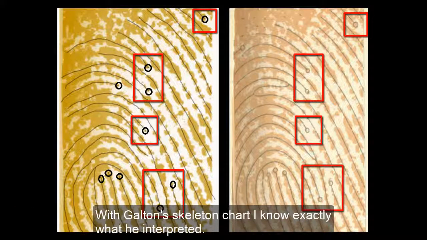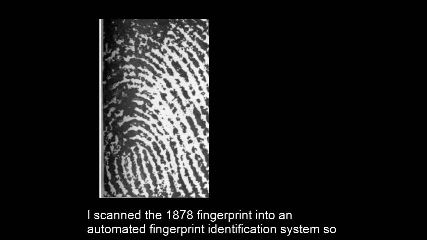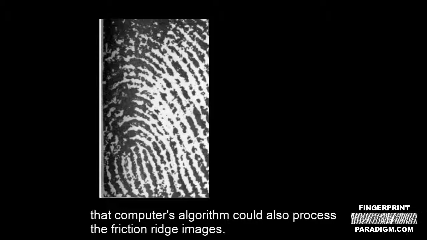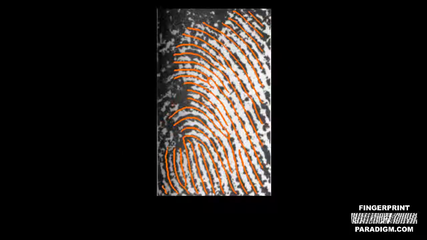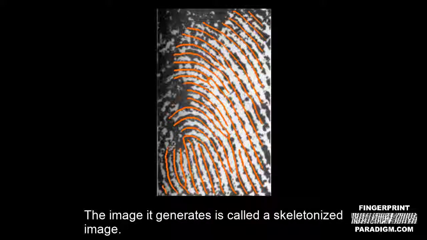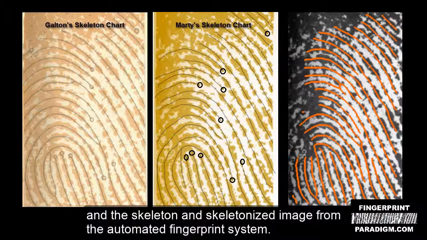With Galton's skeleton chart, I know exactly what he interpreted. I scanned the 1878 fingerprint into an automated fingerprint identification system so the computer's algorithm could also process the friction ridge images. The computer generates a graphical image of the ridge structure it interprets and digitizes. The image it generates is called a skeletonized image. Now I'm going to display Galton's skeleton chart, my skeleton chart, and the skeletonized image from the automated fingerprint system.